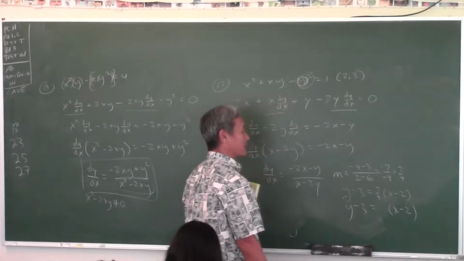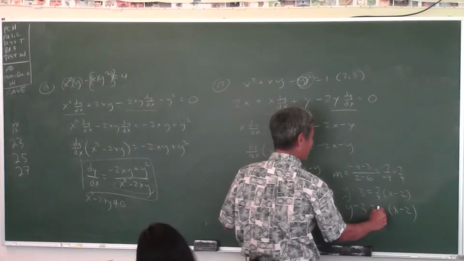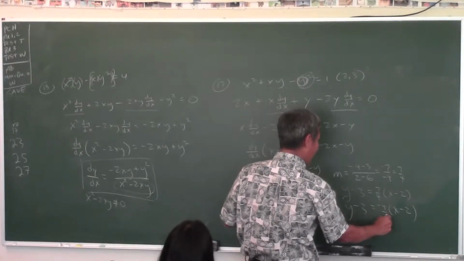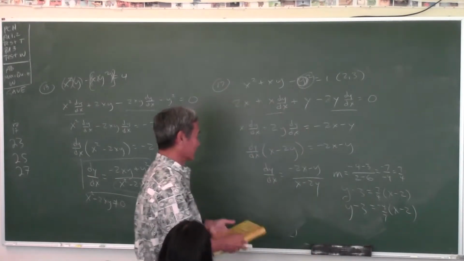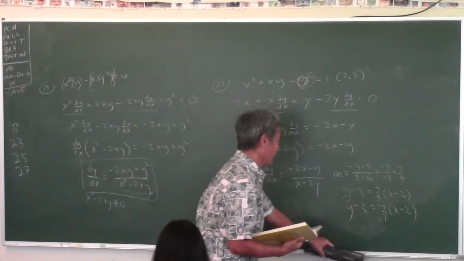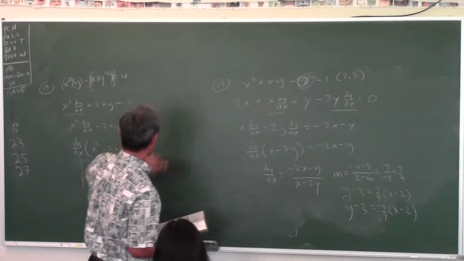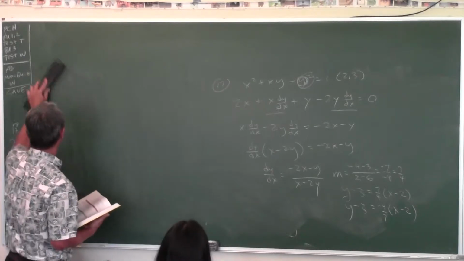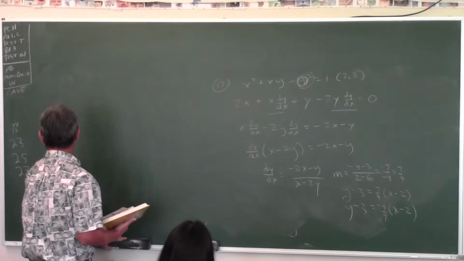And then the normal line is gonna be the same thing except the slope is gonna be the negative reciprocal. Alright, since we're filming, we've gotta do everything on this one side of the board here, so that's just the way it is.